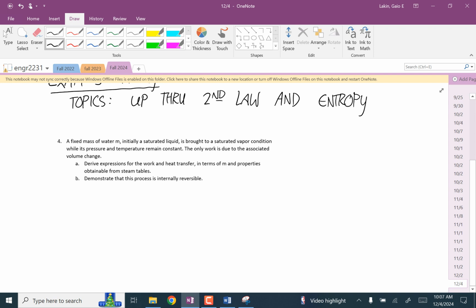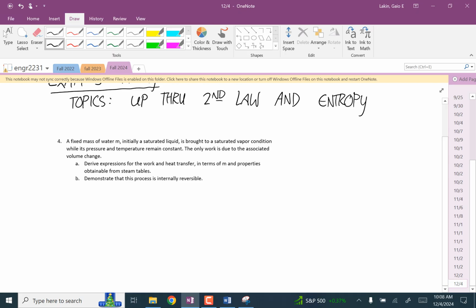Okay, so it starts as a saturated liquid. It becomes a saturated vapor, and its pressure and temperature stay constant. And so we want to start by coming up with expressions for the work and heat transfer in terms of m and properties that are obtainable from the steam tables. So this is water, and everything is going to be variables, but variables that you can read off of a table.